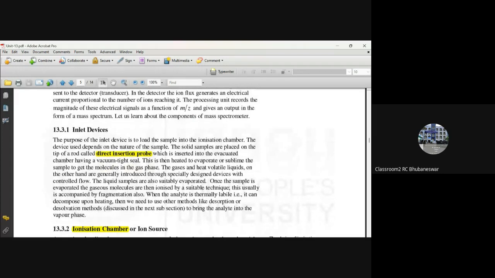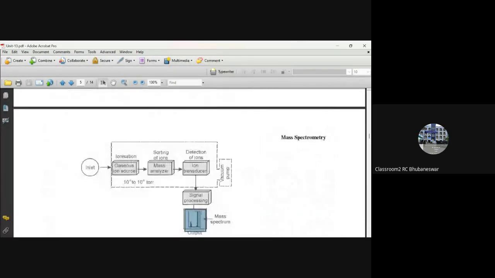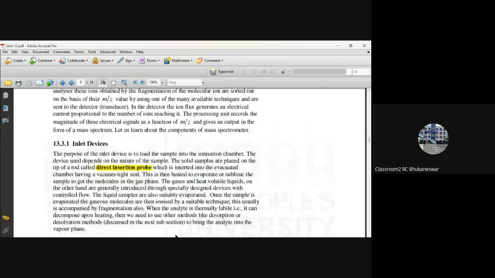So the inlet device, as we were discussing, is for inserting the sample. This is a very important step also. In this step we avoid most of the contamination. In mass spectrometry, the purpose of the inlet device is to load the sample into the ionization chamber. That is the same for all.